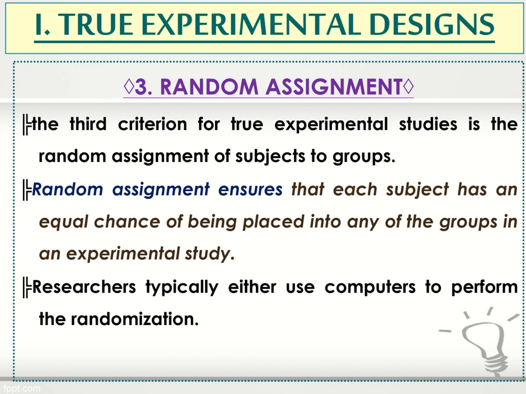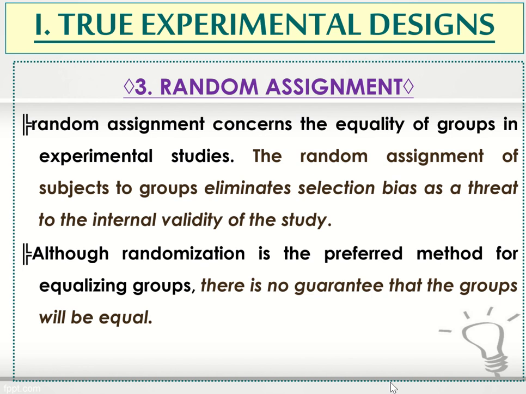So researchers typically use computers to perform the randomization. At this point, be aware that random assignment concerns the equality of groups in experimental studies. The random assignment of subjects to groups eliminates selection bias as a threat to internal validity of the study. Random assignment of people to one group or the other is designed to perform this equalization function.